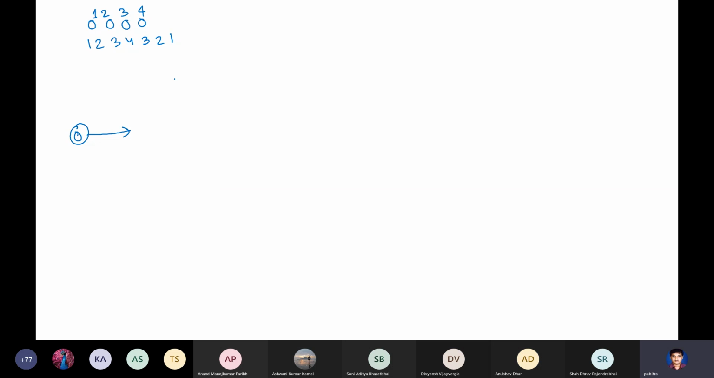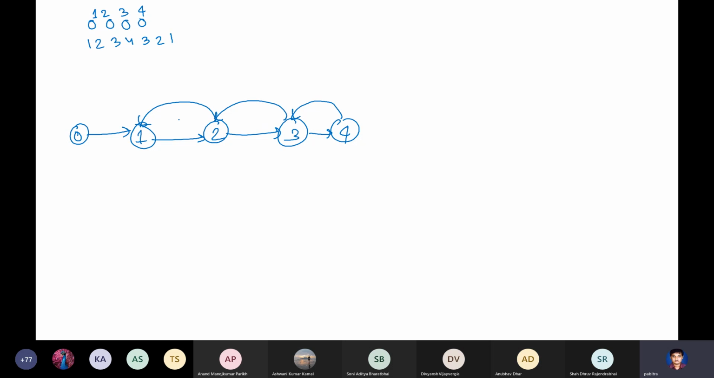Let me reconfigure this a little bit. So you have 1 and 2 and 3 and 4. You can go this way when you go from left to right, but you will go the other way when you go from right to left. And how do you decide?